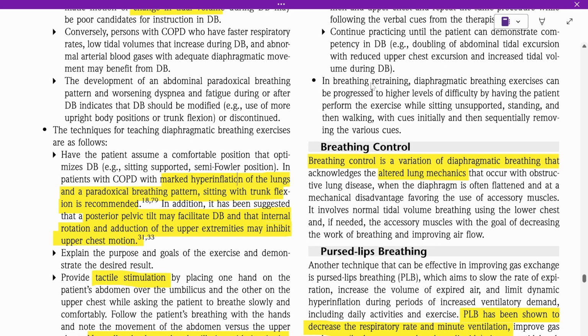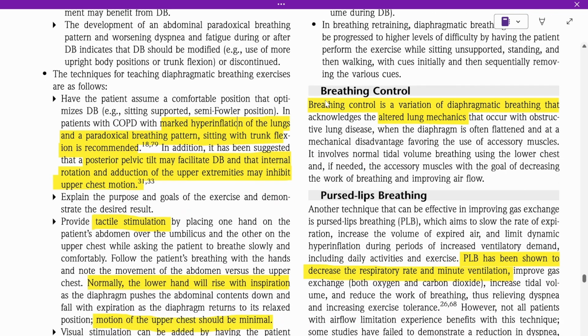In breathing retraining, the diaphragmatic breathing exercise can be progressed to higher levels of difficulty by having the patient perform the exercise while sitting unsupported, standing and then walking, with cues initially and then sequentially removing the various cues.